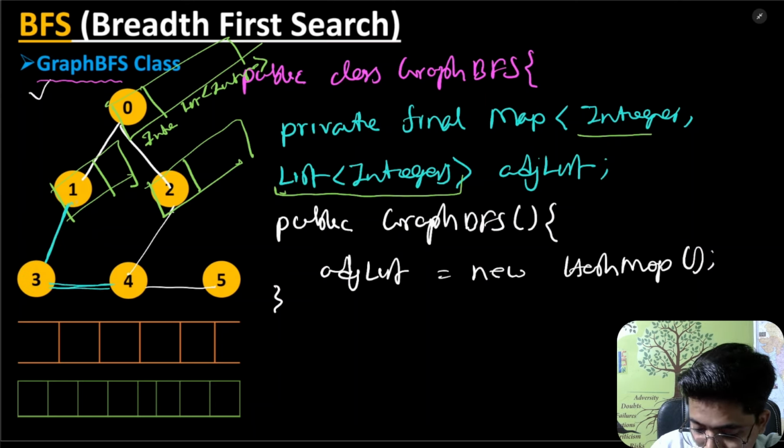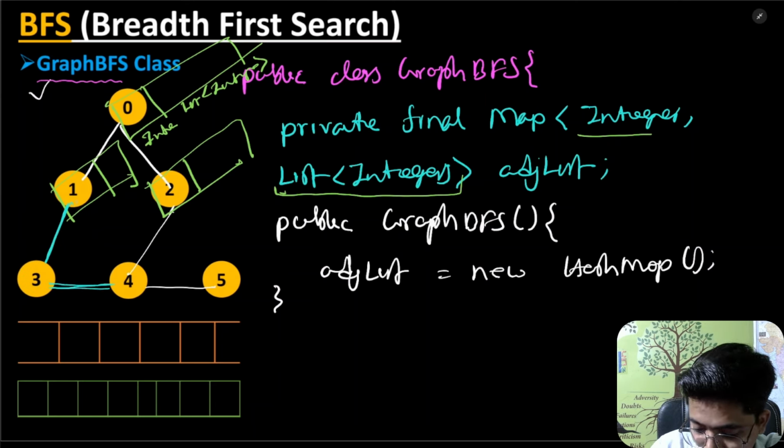Public void addEdge. To add an edge, we actually need 2 points. So we'll take the 2 points as integer u and integer v. Now we'll be checking if they exist in the list or not.